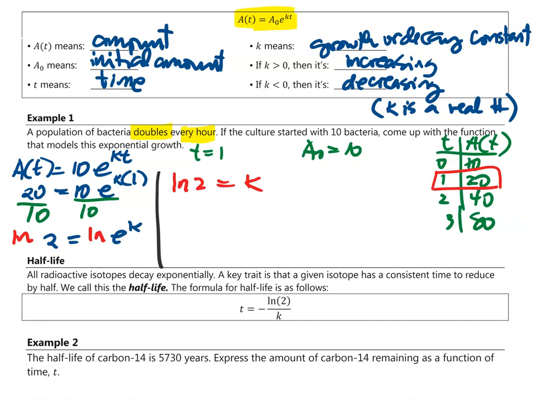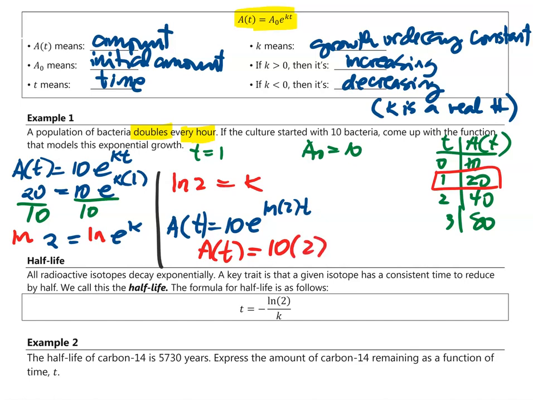So we're going to use that to write our equation. A of t is equal to 10 e to the power of ln 2 times t, and that becomes A of t is equal to, since e to the ln 2 is simply equal to 2, 10 times 2 to the t. So that is the answer.